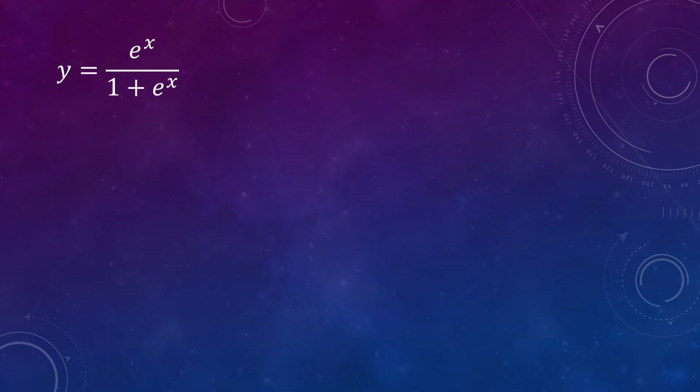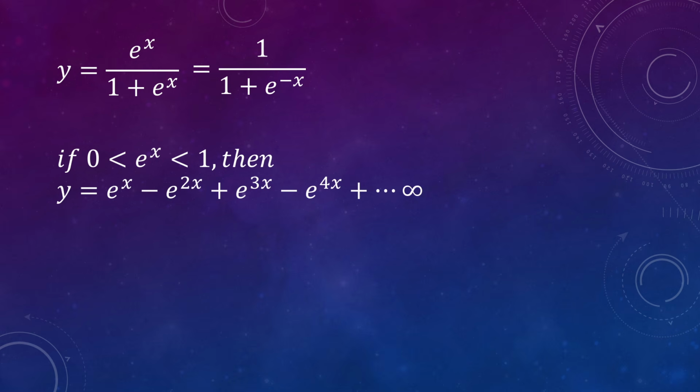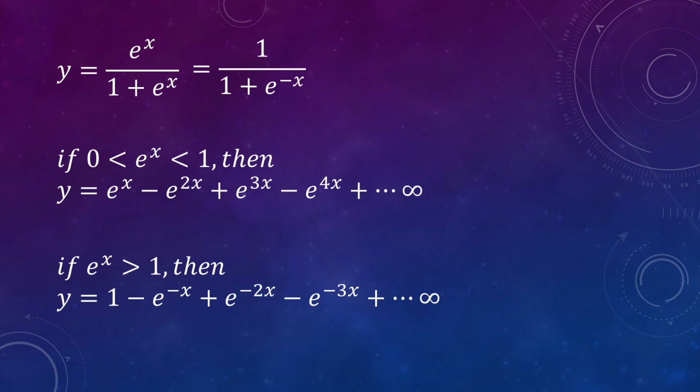Let us take y equal to e raised to x over 1 plus e raised to x, which can be written as 1 over 1 plus e raised to minus x. Now, if e raised to x is between 0 and 1, then y can be written in this way. And if e raised to x is greater than 1, then y can be written in this way.